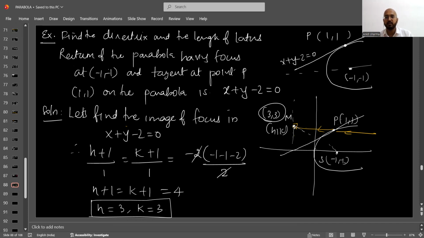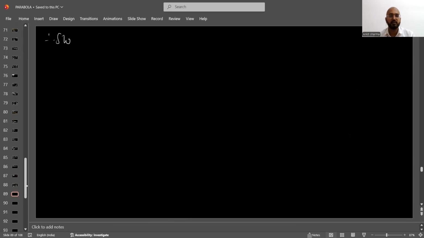So we can now get the slope of PM. Therefore, slope of PM would be 3 minus 1 over 3 minus 1, which turns out to be 1. So the slope of this line is going to be minus 1. Therefore, the slope of the directrix would be minus 1 because it's going to be perpendicular.